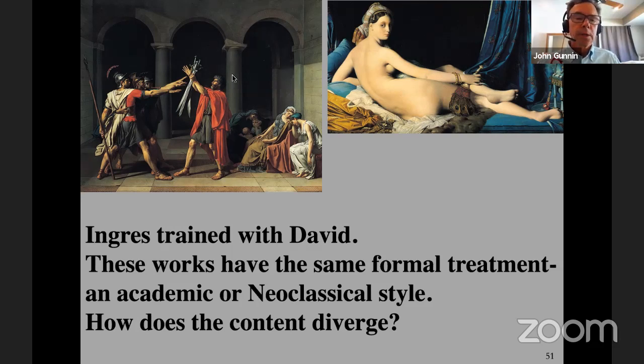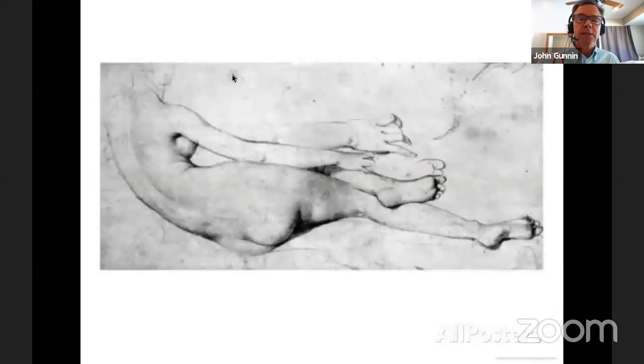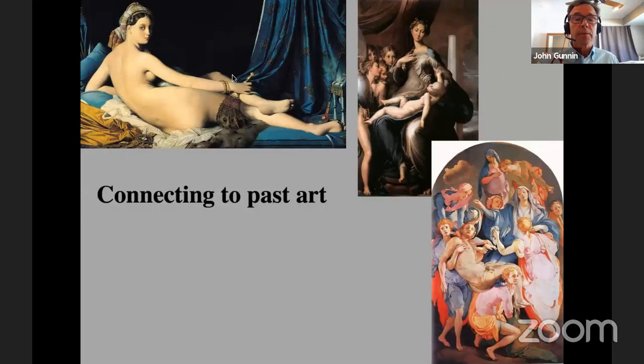And this would be the academic style or the neoclassical style. But the content is very, very different. And in this neoclassical, academic style, drawing is very emphasized, and structure, observation. So here's a drawing that you can see, a very different style from the Kiki Smith drawing.